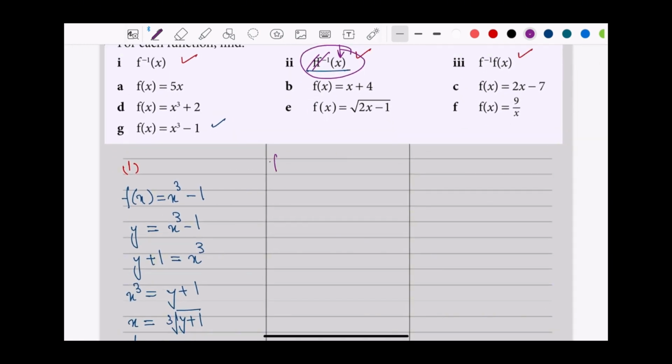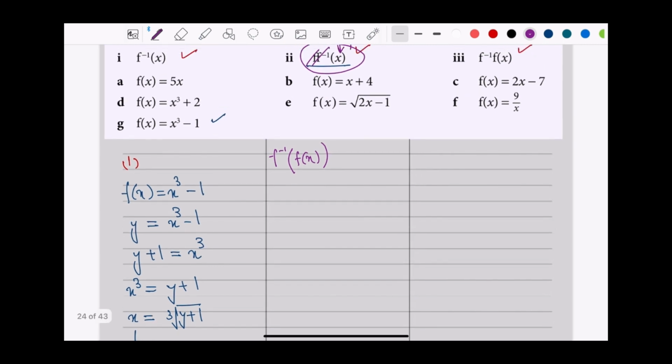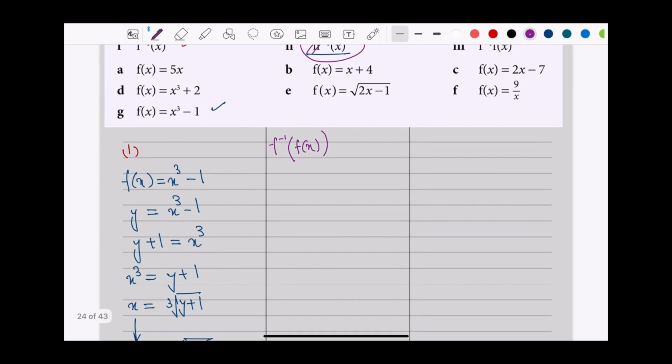So f inverse, and plugging in f of x in it now, which pretty much is the same. But remember that this is not multiplication. If there had been multiplication, it would have been like this: f inverse of x and f of x. This is what means multiplication, but that's a composite function. We already discussed composite function in our previous video.